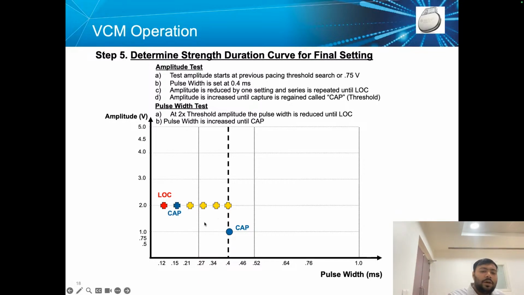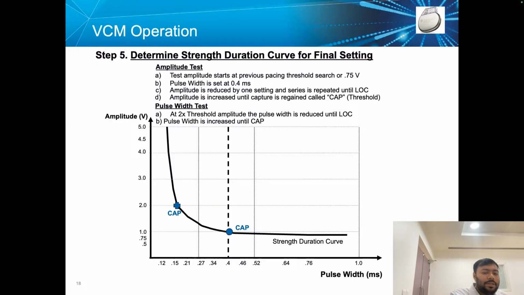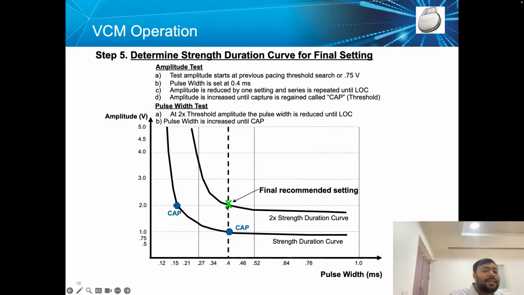If you draw a curve across both regions, we will get the strength duration curve. Based on this, the final recommended setting is whatever the point intersecting here. The device will program this based on the strength duration curve.